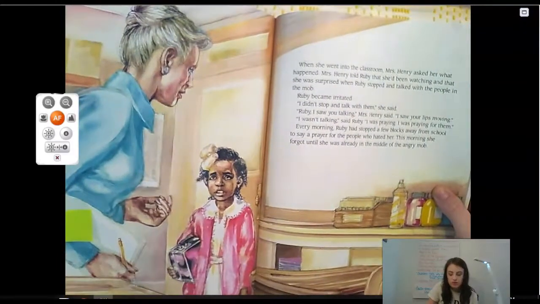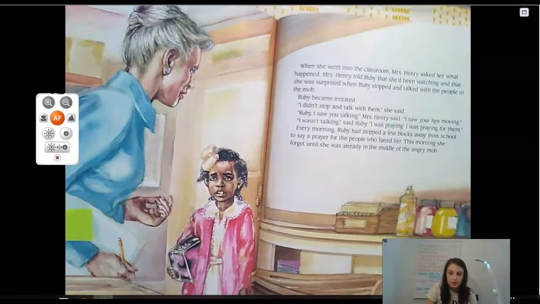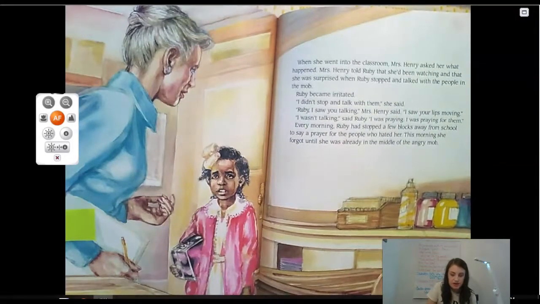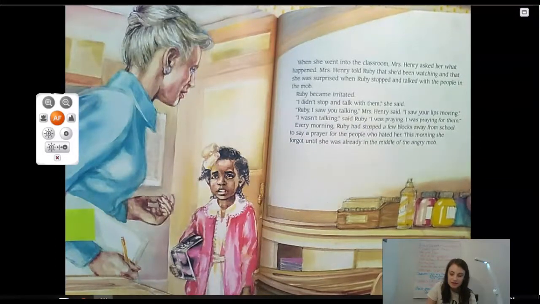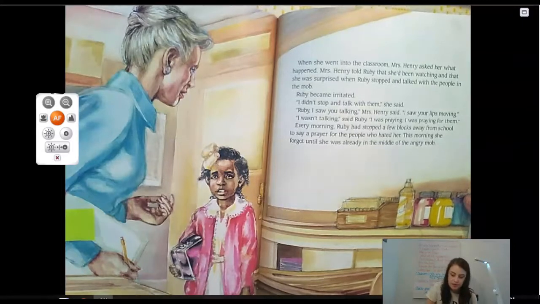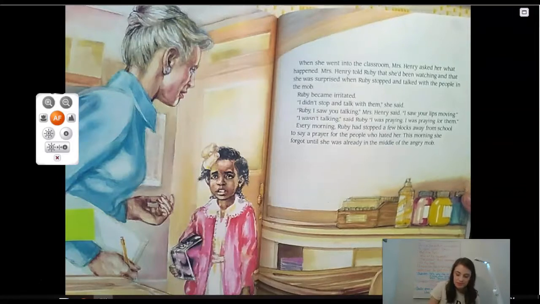Mrs. Henry told Ruby that she'd been watching and that she was surprised when Ruby stopped and talked with the people in the mob. Ruby became irritated. "I didn't stop and talk with them," she said. "Ruby, I saw you talking," Mrs. Henry said. "I saw your lips moving." "I wasn't talking," said Ruby. "Ruby, I saw you talking." "I was praying," said Ruby. "I was praying for them."